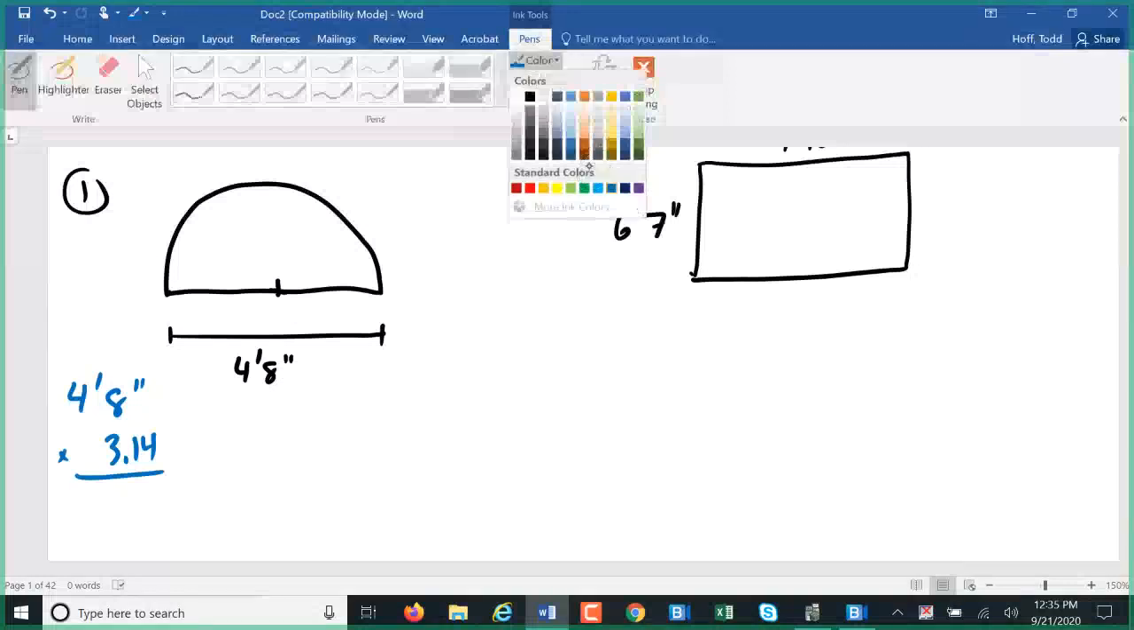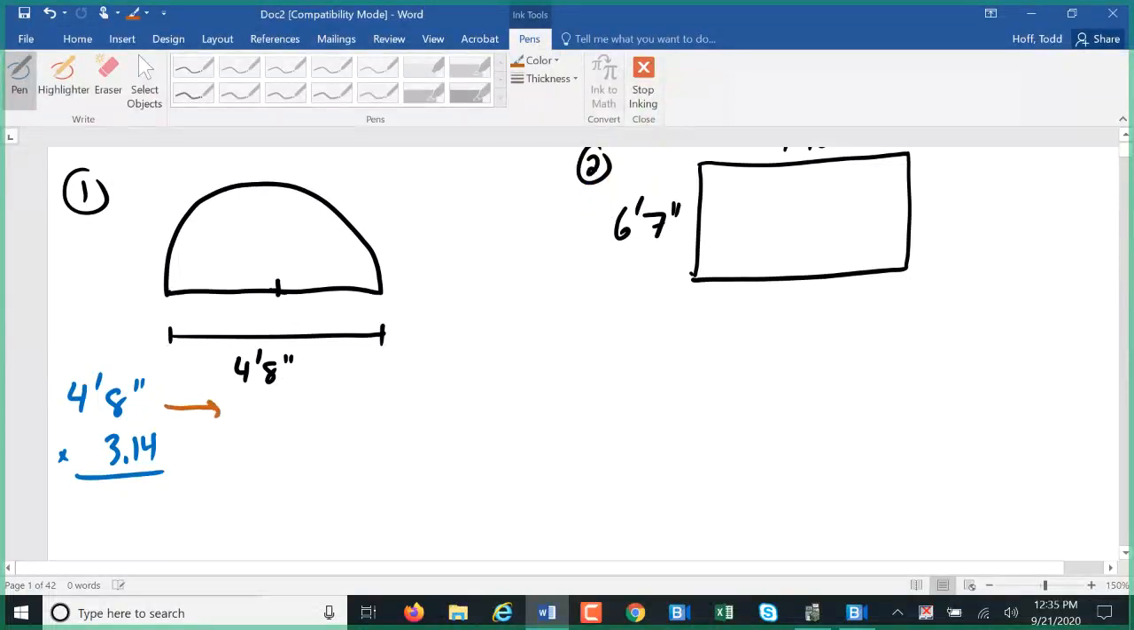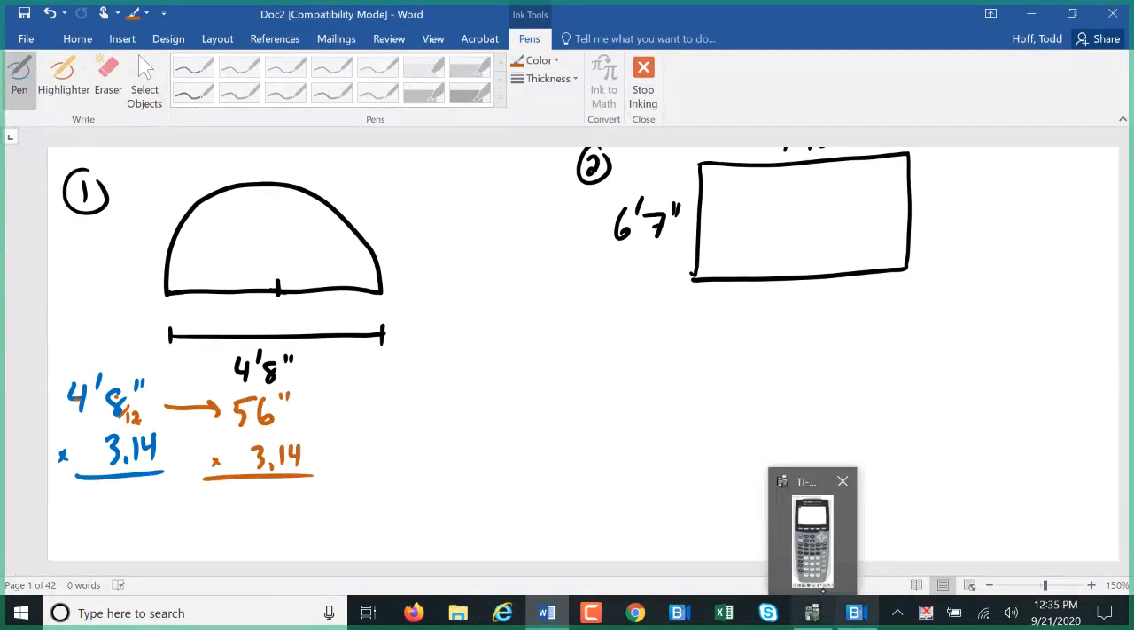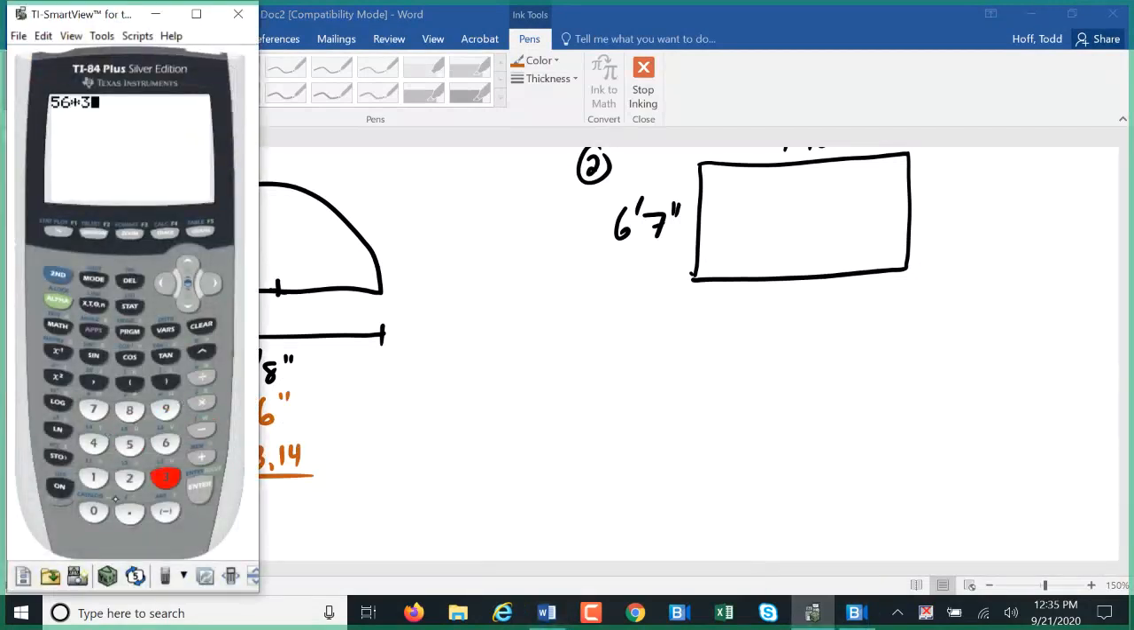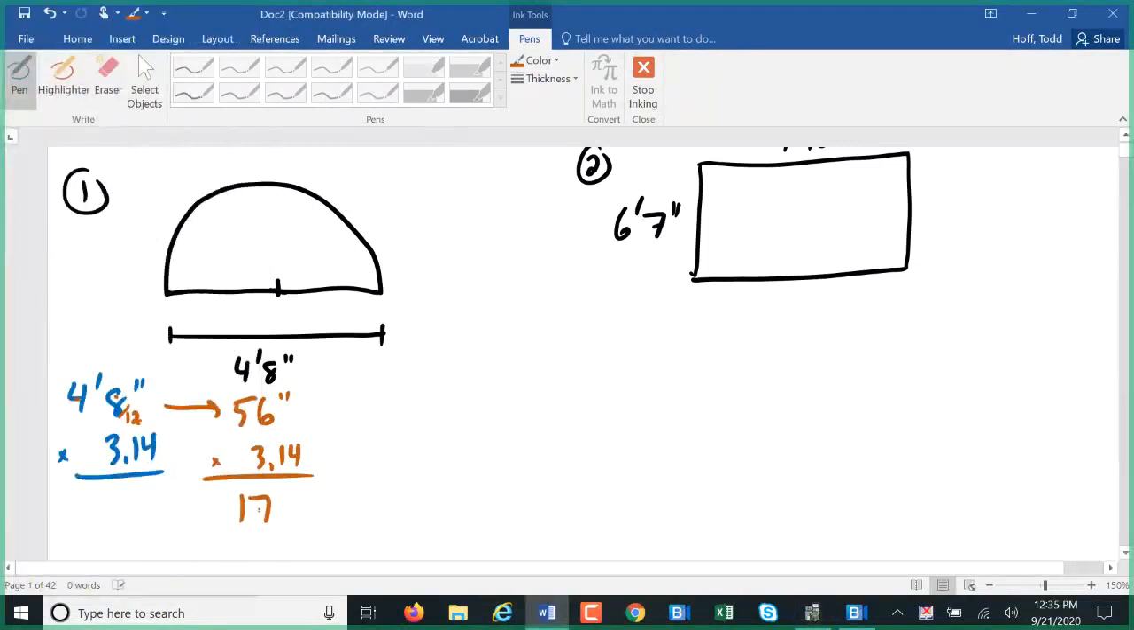So in order to multiply this, I'm going to convert the 4 foot 8 into all inches. We can think of this similar to converting mixed numbers to improper fractions. If you think of that 8 inches as being 8/12 of a foot, it would be 4 times 12 is 48, plus 8 is 56 inches. So we can do 56 inches times pi, or 3.14, giving us 175.84 inches.